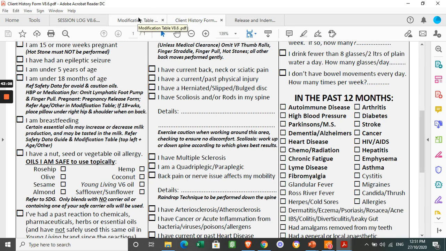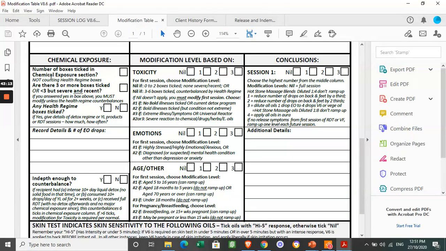She's got arthritis and those 2 ticks, and nothing else really stood out for her. We're going to put the number of boxes ticked in the chemical exposure section. We're going to write the number 3 there because that's how many ticks we counted up. It also says here, don't count the health regime boxes, just to remind you. And it then says, are there 3 or more boxes ticked?